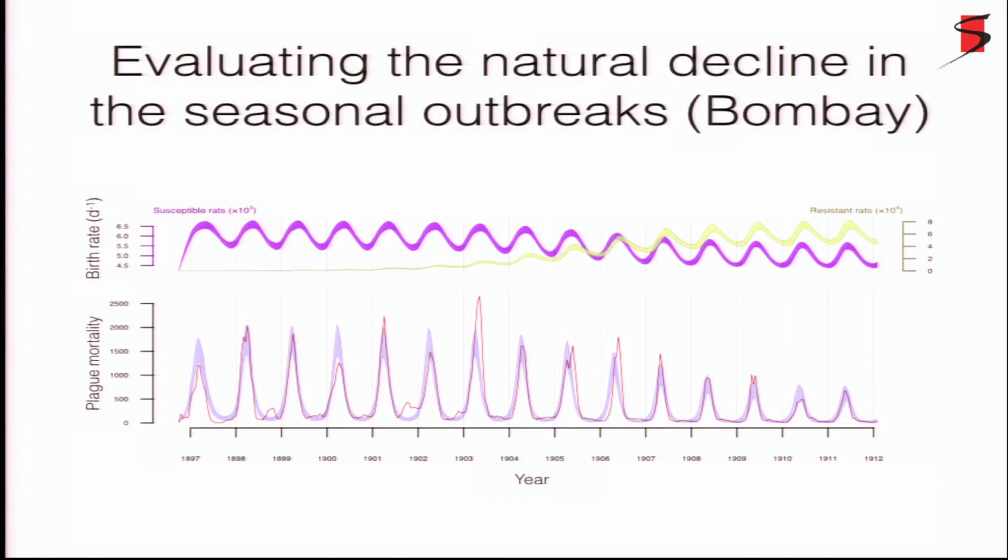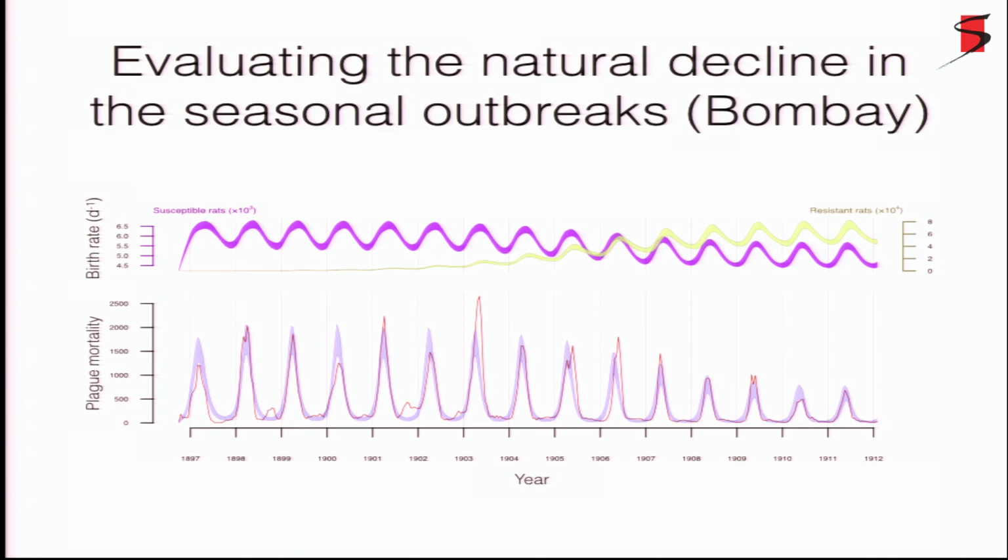To evaluate the natural decline in seasonal outbreaks in Bombay, here are stochastic simulations we made of that differential equation model. The stochastic simulations allow us to come up with a 95% confidence interval, what we would expect given the model. And what you see down here is, I don't really have any power on my laser pointer, but we see the actual data.